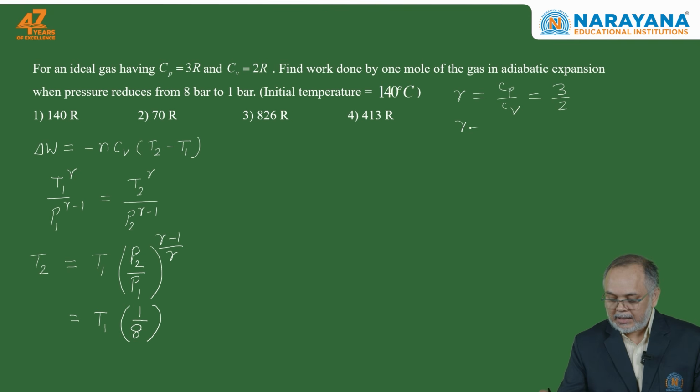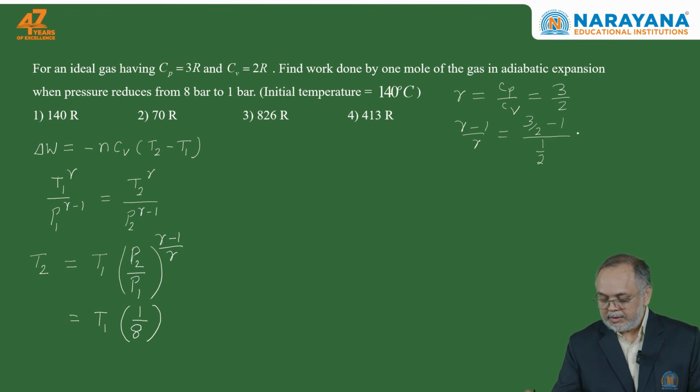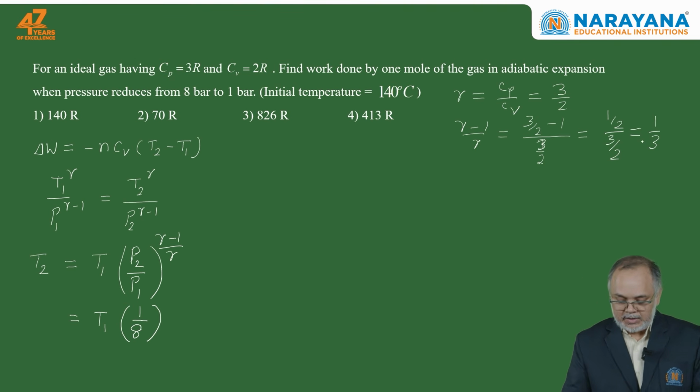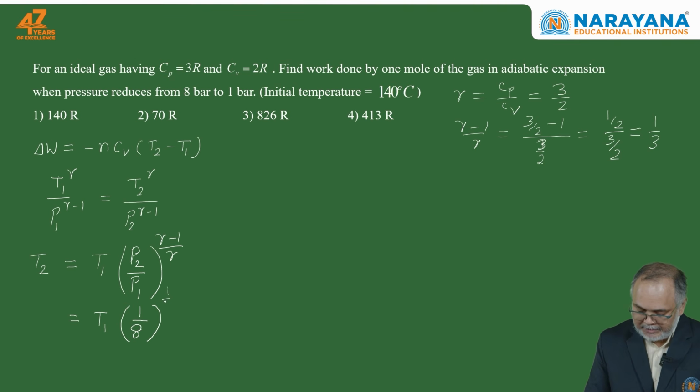If you calculate gamma minus 1 upon gamma, this will be equal to (3 by 2 minus 1) upon 3 by 2. So this will be 1 by 2 upon 3 by 2, which is equal to 1 by 3. So we can substitute 1 by 3, and this temperature will give T2 is equal to T1 by 2.